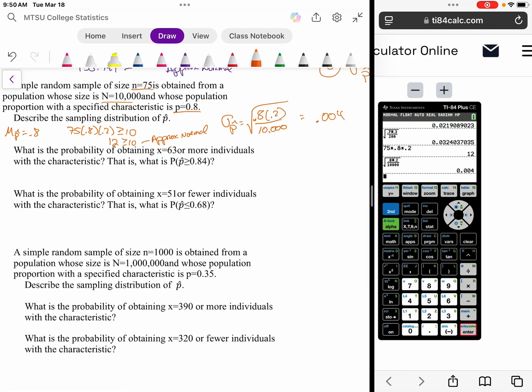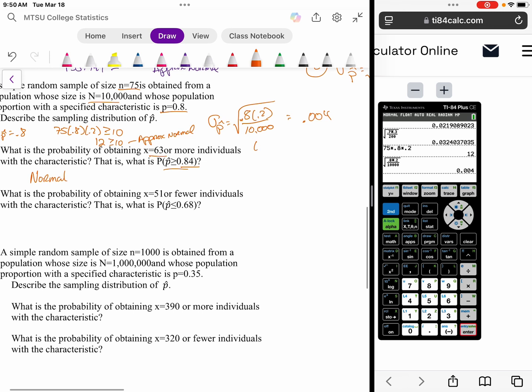What is the probability that p hat is greater than 0.84? What is the probability of obtaining x equal to 63 or more? All right, so now when I look at the 0.84, if I look at 63 divided by 75, just real quickly, that's the 0.84. They went ahead and converted that for me. That's where they put 0.84 there. And so I'm going to use 0.84 in my formula.